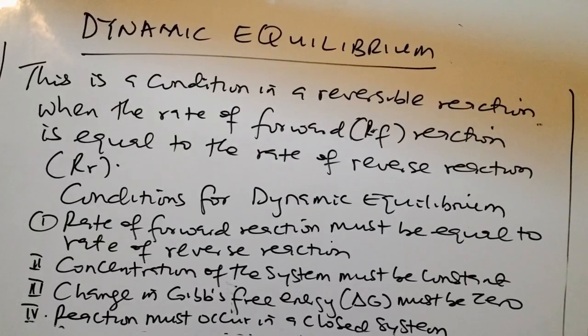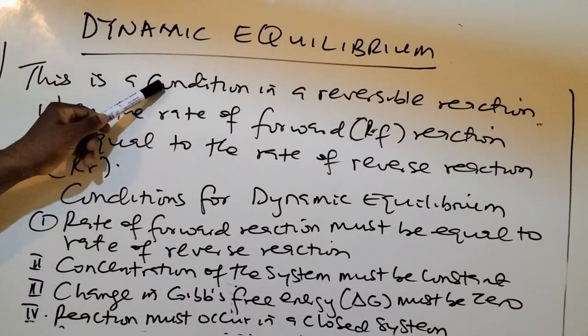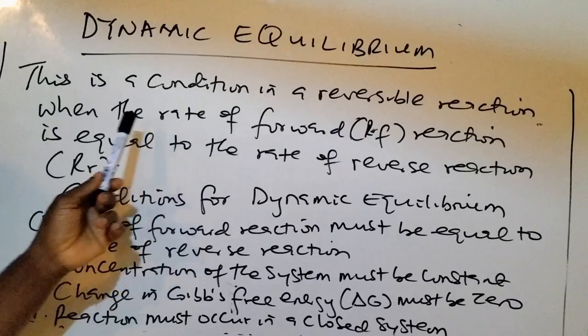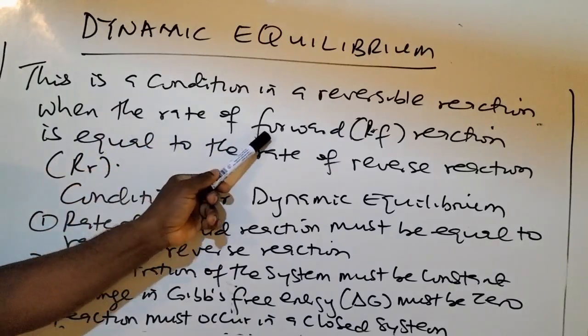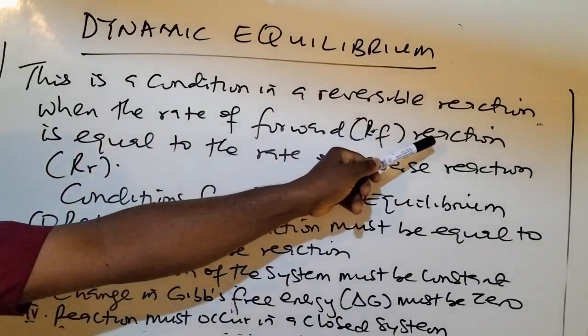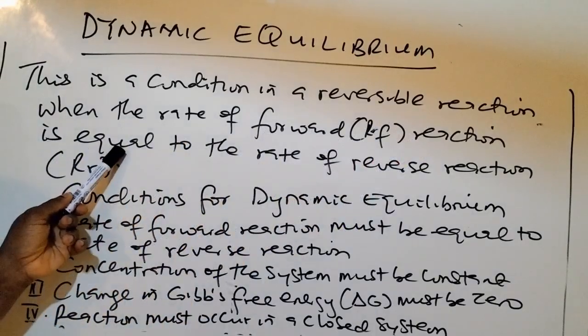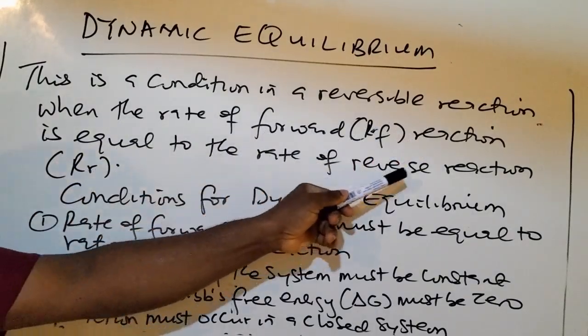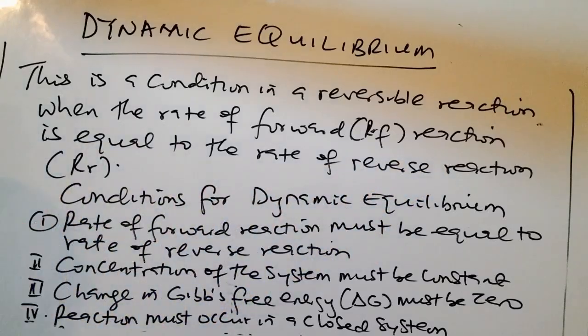So we'll now go over to dynamic equilibrium. As we defined, dynamic equilibrium occurs in a reversible reaction when the rate of forward reaction is equal to the rate of reverse reaction. So we say this is a condition in a reversible reaction when the rate of forward reaction, that's RF, is equal to the rate of reverse reaction, RR.